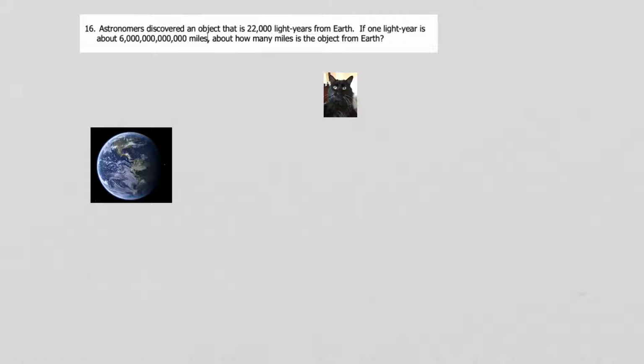So anyway, this object here is 22,000 light years from Earth. Let's draw in that distance. So here's the Earth, and this object over here is 22,000 light years. Now we're told here that that is 1 light year. So in 1 year, light travels this far, and we are this many miles. It travels this many miles, and we're this many light years away.